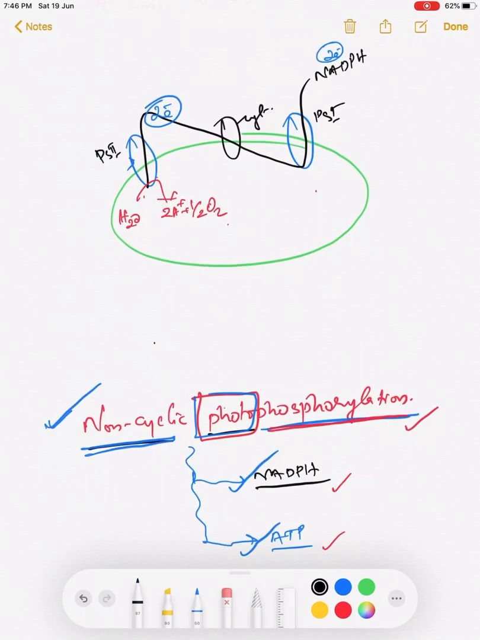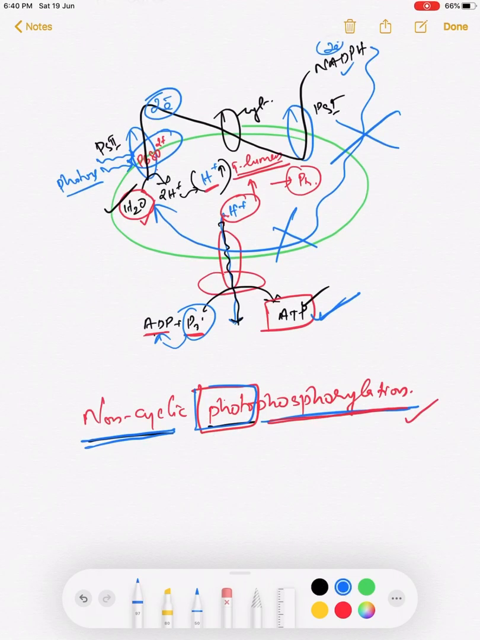During this process of electron transport, electrons are passed from the water molecule to NADPH in a zigzag fashion. You can see a zigzag movement of electrons. So this process is also called the Z scheme of light reaction, because electrons are moved in a zigzag fashion. We can conclude the process of light reaction.